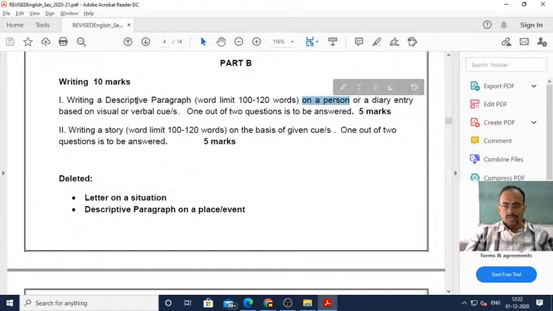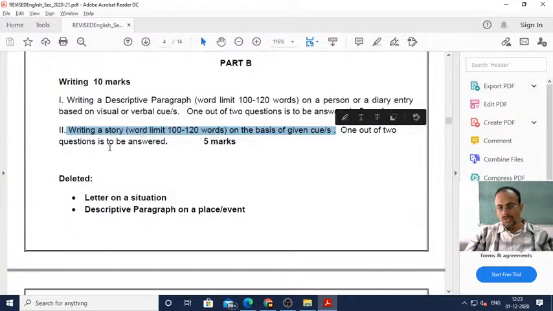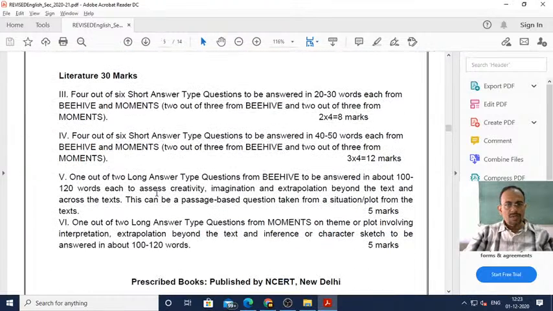Okay, so that is there, and diary entry is there. If you are not comfortable here, you can always opt for this diary entry. Okay, and writing a story is compulsory, dear students. 1 out of 2 questions, two clues will be given. Whichever clue you think is something you can answer, you can write. Okay, write a story. So next is our literature part.